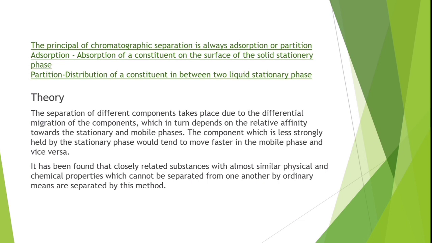Theory. The separation of different components takes place due to the differential migration of the components, which in turn depends on the relative affinity towards stationary and mobile phases. The component which is less strongly held by the stationary phase would tend to move faster in the mobile phase and vice versa. It has been found that closely related substances with almost the same physical and chemical properties, which cannot be separated from one another by ordinary means, are separated by this method.